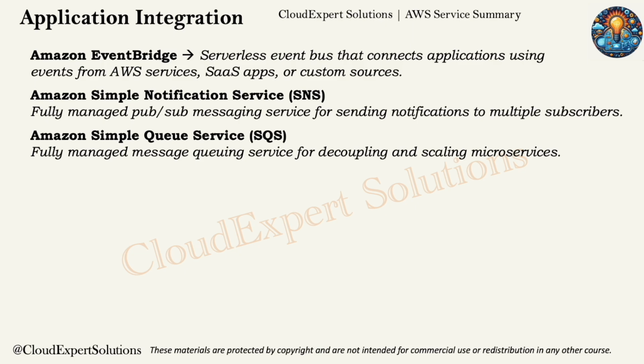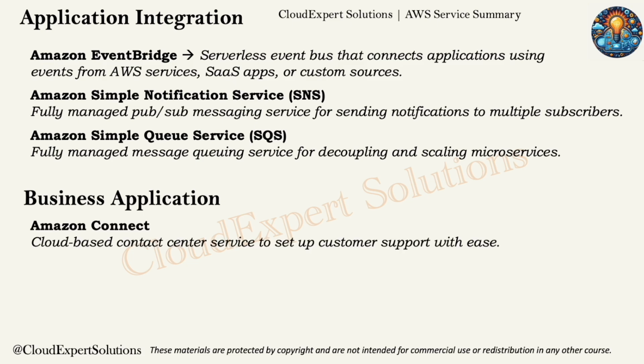Moving to the next service, Amazon Simple Queue Service, or SQS. Amazon SQS is a fully managed message queuing service for decoupling and scaling microservices. Amazon SQS can be used to buffer and process messages between distributed systems. Moving to our next service domain, which is business applications, and we'll start with Amazon Connect.